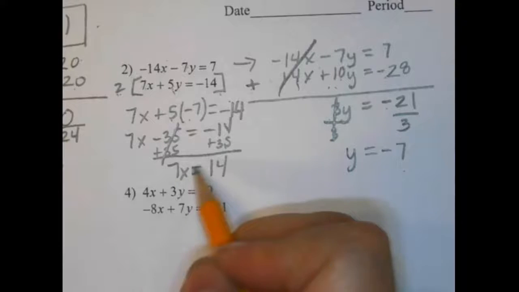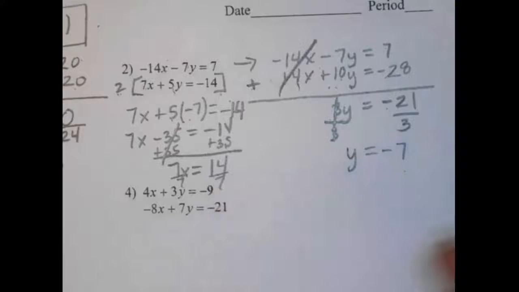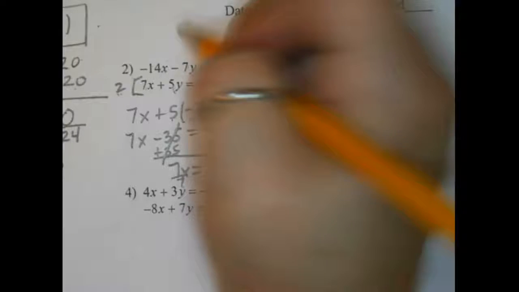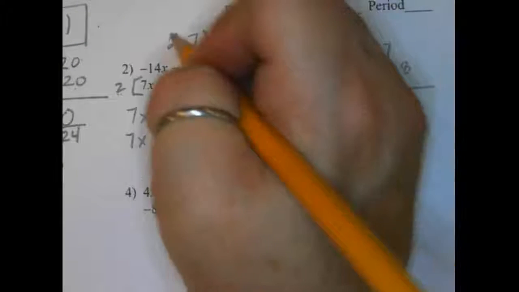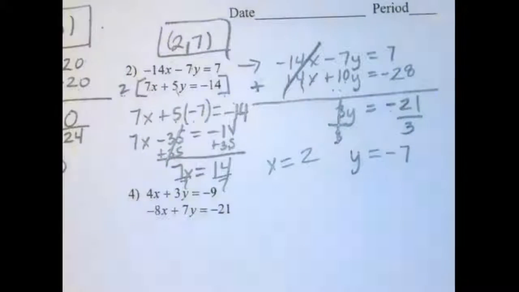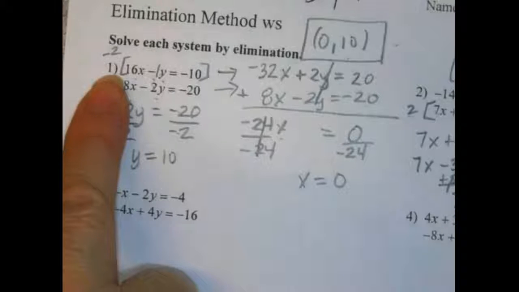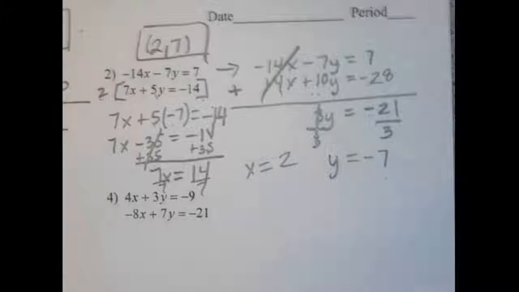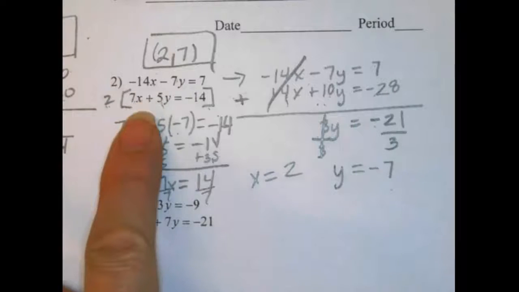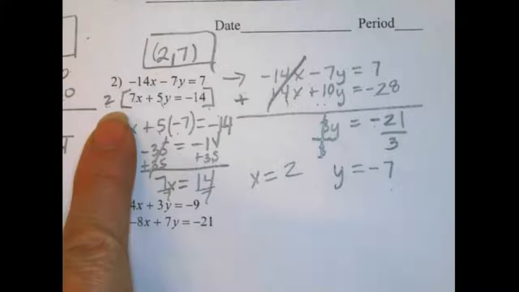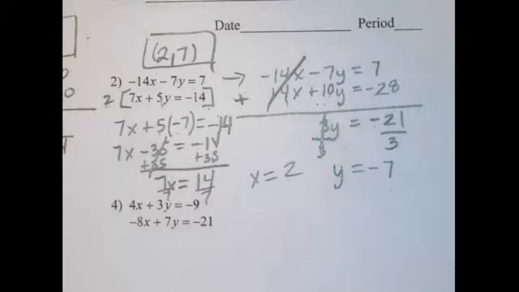Can I now solve this by dividing by 7? So what does x equal? 2. So if I write it in an ordered pair, it's going to be (2, -7) in parentheses, and then I'm boxing my answers. Okay, so number 1, I had to multiply by a negative. Number 2, I already had that opposite sign criteria, so I just multiplied by a 2 to get that same digit. I did not have to use a negative, right?